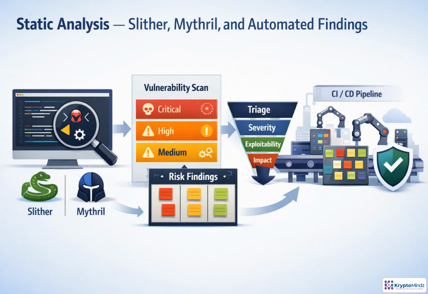Static analysis gives the team an automated first pass before human review. Slither is fast and practical for catching common Solidity issues, from unused variables to reentrancy indicators. Mythril goes deeper, using symbolic execution to explore paths that may expose access control or storage mistakes. The point is not to accept every alert blindly. Triage each finding by severity, exploitability, and business impact, then fail the CI/CD pipeline when a risky change should not move forward.